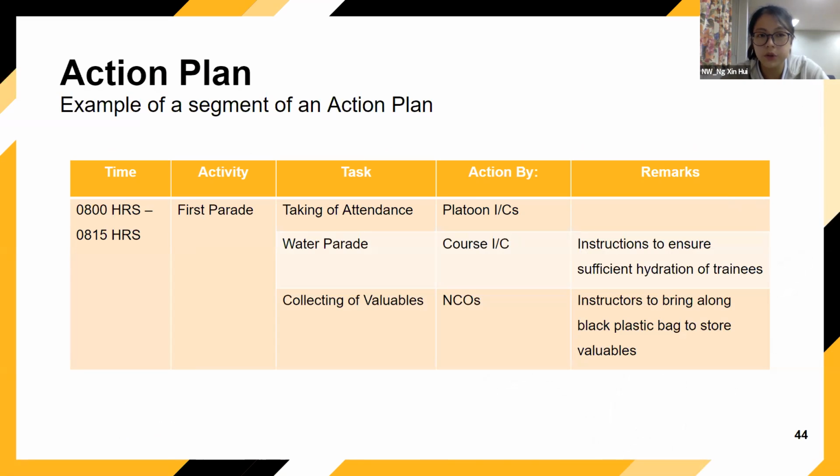So that's why I say during the execution phase, when you look at your action plan, if I'm in charge of a certain segment, but I'm not involved in the planning, if I look at, for example, 0800 to 0815, I immediately know that the activity is first parade. And I have to, as a platoon IC, for instance, take attendance, or rather as an NCO, I have to collect valuables.